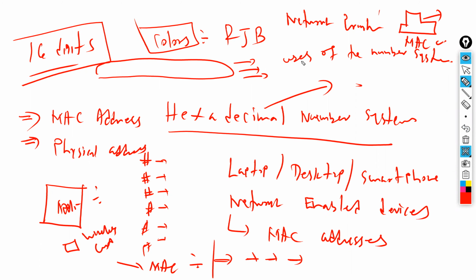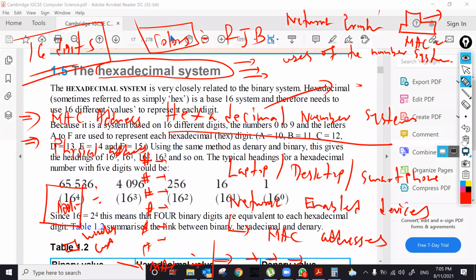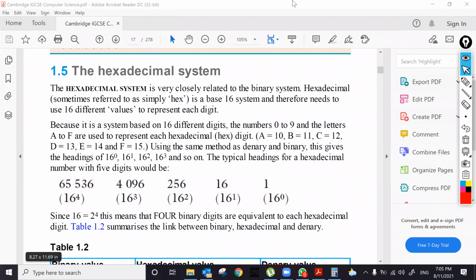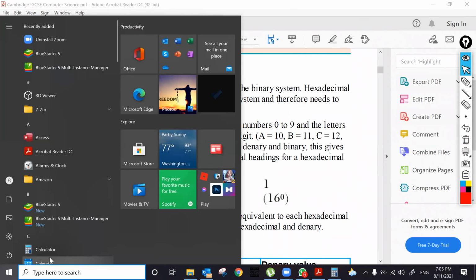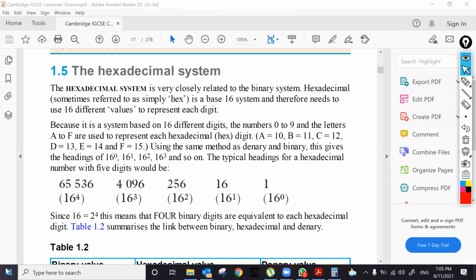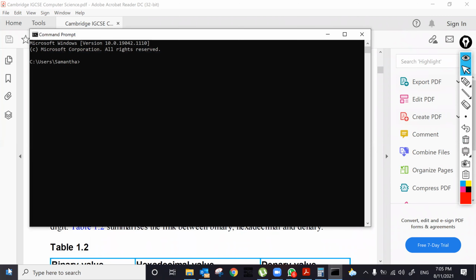Before I jump into the hexadecimal number system, I just gave the overview of why we use it and where we use it, right? And I will show you now, this is my laptop. You also need to do this. Click on Windows, type cmd, go to command prompt. This is called command prompt, right?